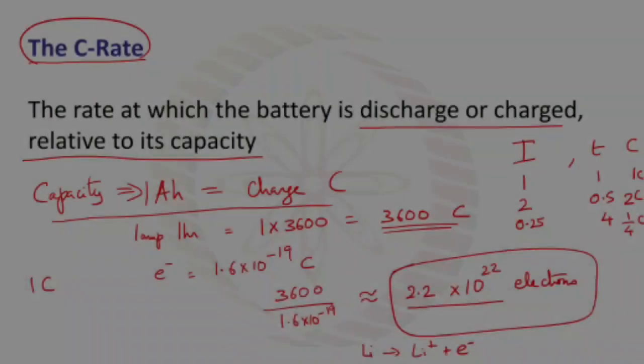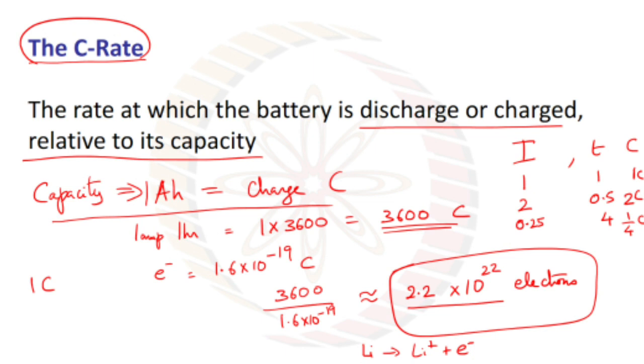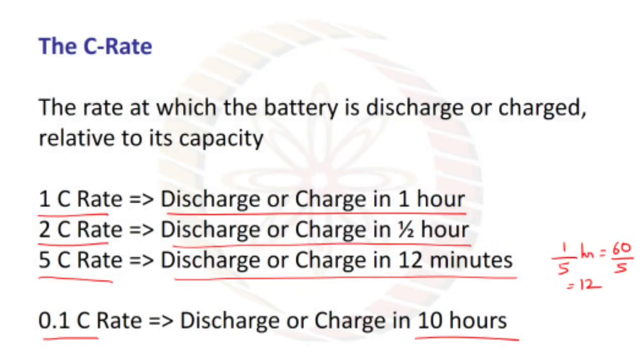Now what is C rate? The rate at which the battery is discharged or charged relative to its capacity is known as C rate. 1 C rate equals discharge or charge in 1 hour, 2 C rate is discharge or charge in half an hour, 5 C rate is discharge or charge in 12 minutes, 0.1 C rate equals discharge or charge in 10 hours. Generally for the C rate, we have to divide 60 minutes by the C rate.